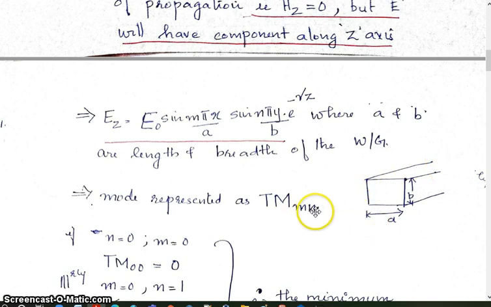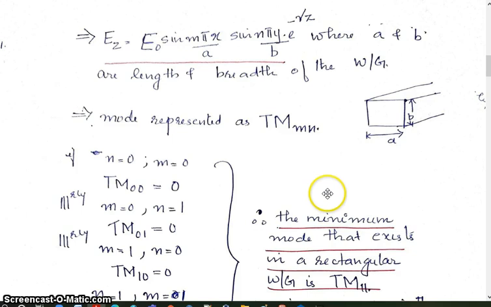Now ideally this TM mode is represented as TM mn, where small m and n are any discrete values which define the different types of transverse magnetic modes supported by a rectangular waveguide. Now here I am giving different combinations for small m and n. In the first combination both the values are 0. If I substitute small m and small n as 0 in this Ez, you can see the Ez value is equal to 0. That means there is no electric field component along the Z axis.